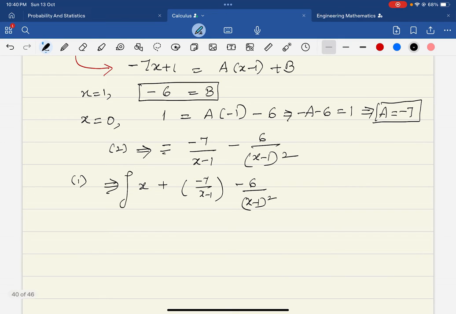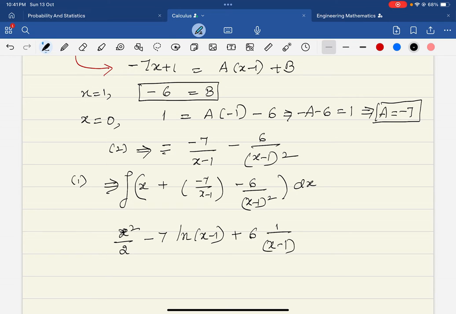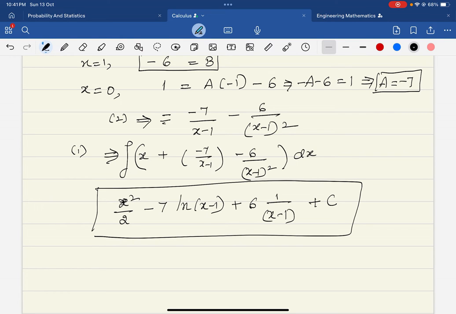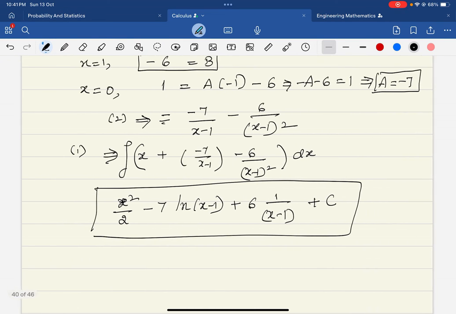Now we are going to do the integral of this whole thing. So integral x dx is x square by 2. Minus 7 comes out, ln of x minus 1. Minus 6 comes out, 1 over x minus 1 the whole square is x minus 1 power minus 1 by minus 1. So it is minus 1 over x minus 1. So it becomes plus the constant. So this is the solution. This is the way to solve the improper partial fractions.